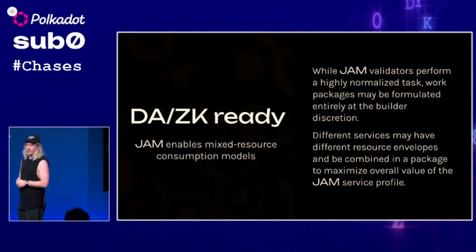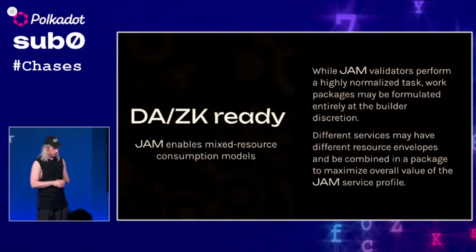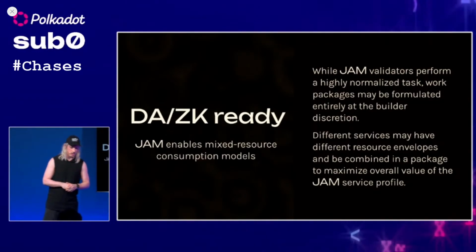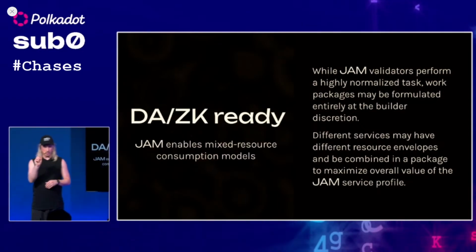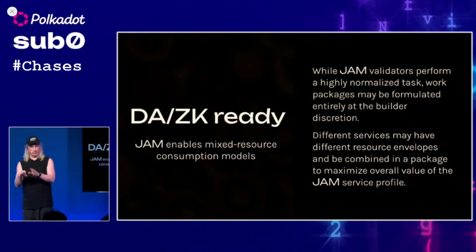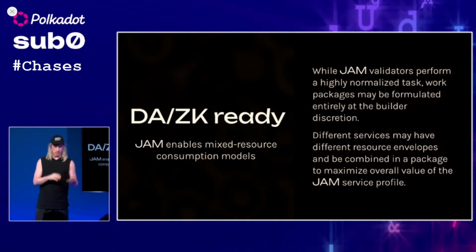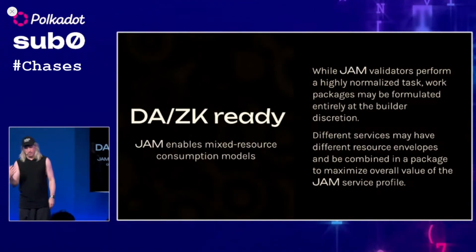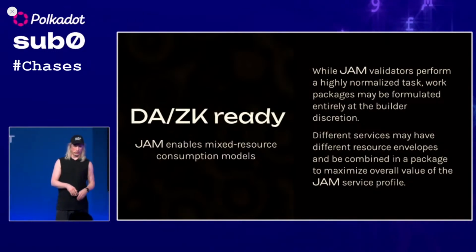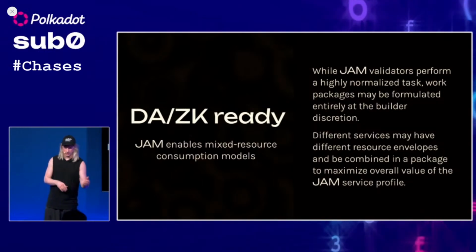One of the more obvious ones is utilizing distributed availability and maybe a little bit of snark verification, stuff that requires relatively little computation, but a lot of the availability, and pairing that with, say, a parachain workload, which would use a lot of computation, but not necessarily so much of the availability.